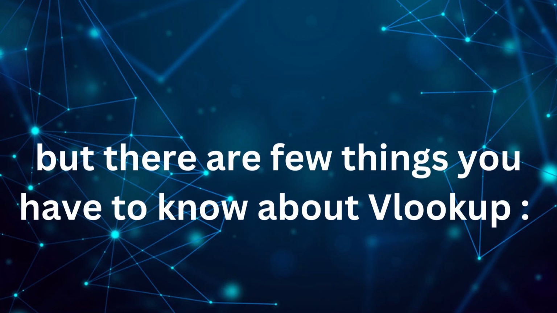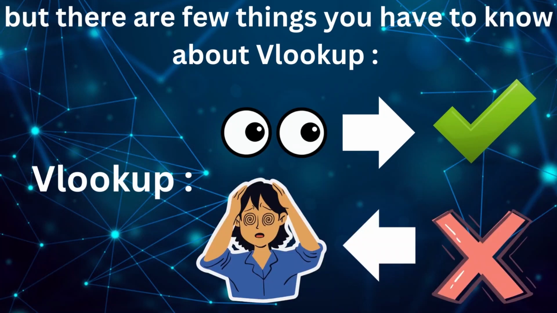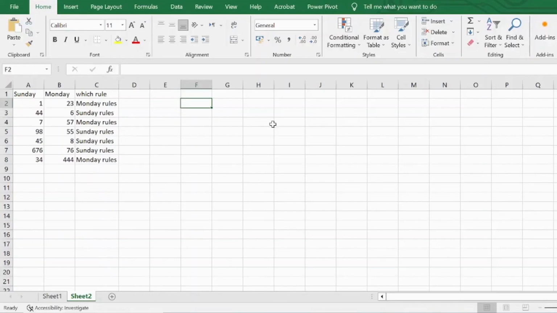But there are a few things you have to know about VLOOKUP. VLOOKUP looks for your wanted values from the starting point to the right. Not the opposite. Let's better understand it in Excel. Let's try to get the first value in this table array by knowing the third value.